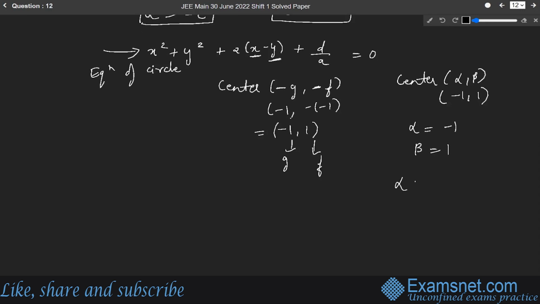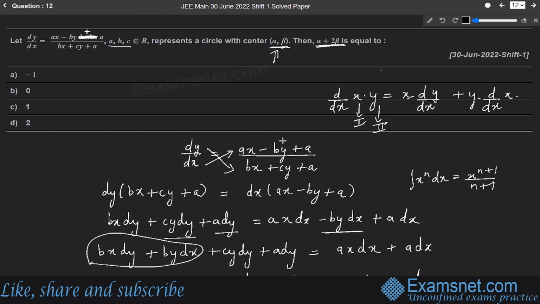Now we have to calculate alpha plus 2 beta. So let us substitute the value here. What is alpha? Minus 1. Plus 2 into beta. What is beta? 1. So minus 1 plus 2. It is equal to 1. So for this question, the correct answer is 1. I hope you are clear with this question. The correct option for this question is option C, which is 1. In this question, we have used the basic formula that comes in differentiation and integral.